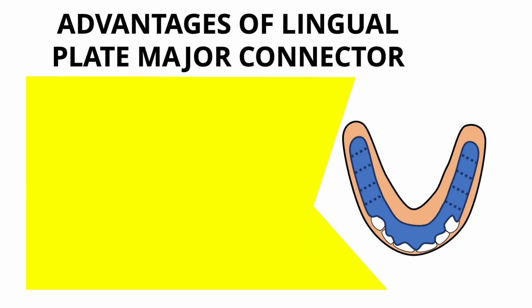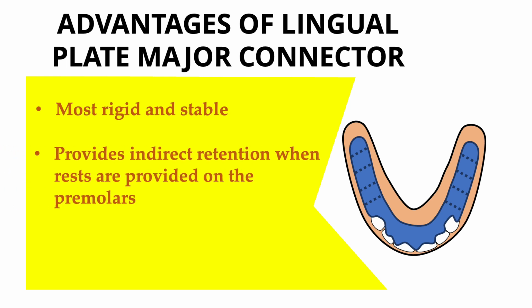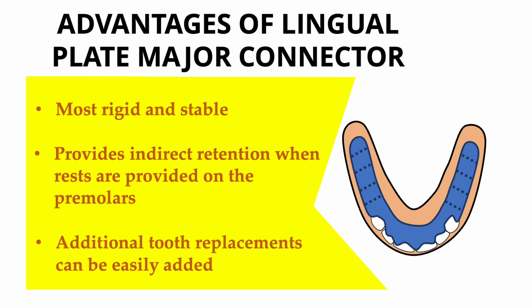Now the advantages of the lingual plate major connector: it is the most rigid and stable compared to the bar connector and provides indirect retention when rests are provided on the premolars, as I already told you. An additional tooth replacement can be easily added. How? We can give retentive loops that can be welded to the lingual plate major connector to add an additional tooth to the framework. In future, if any anterior tooth is decayed, we can add an additional tooth to this major connector by giving a retentive loop.